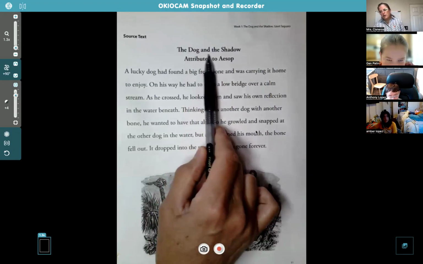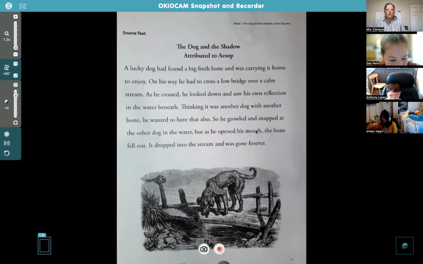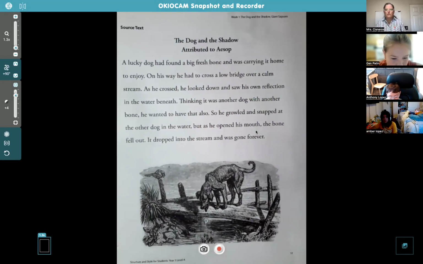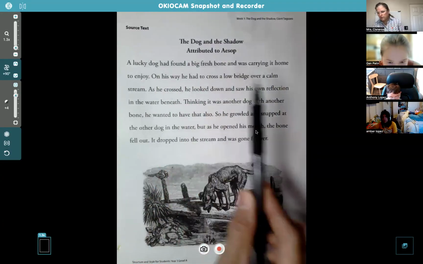So this one's called The Dog in the Shadow, and I'm going to read this, but I want you guys to be thinking about what lesson can we learn from this story? What's the life lesson? Okay, so I'm going to read it. You guys just follow along on your page.